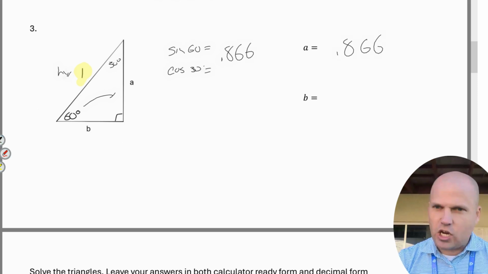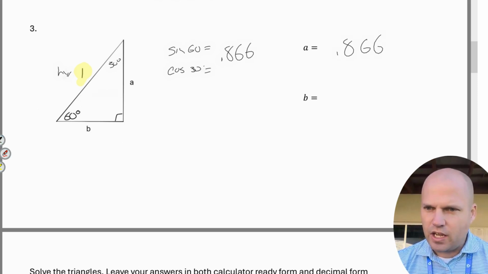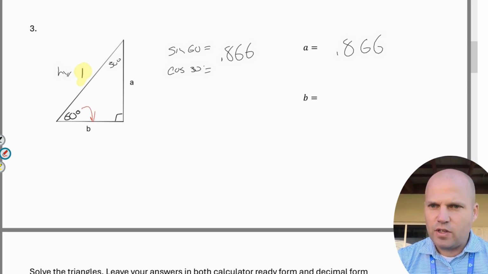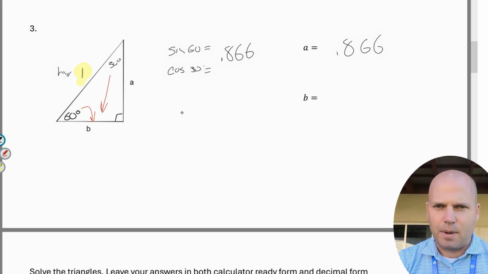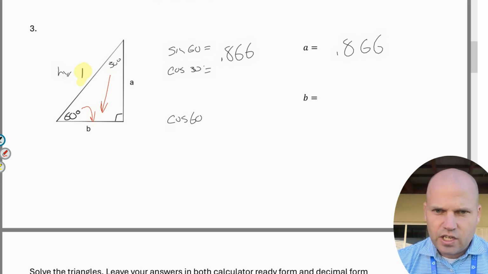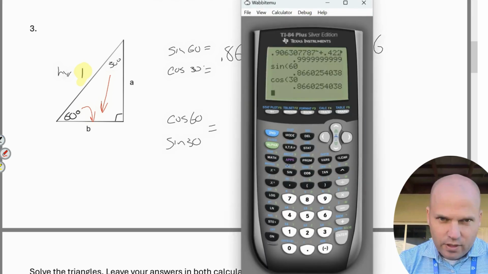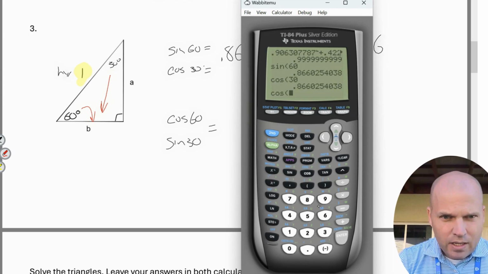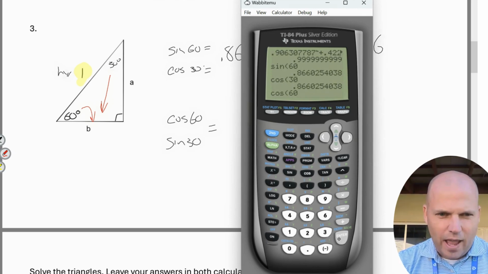And if we wanted to talk about B, we can either say the cosine of 60, because it's adjacent to 60, or the sine of 30, which is opposite of 30, divided by the hypotenuse. So the cosine of 60 or the sine of 30 is the same, and we're going to get 1/2, and we are going to talk about why that is that nice number 1/2 in the future.